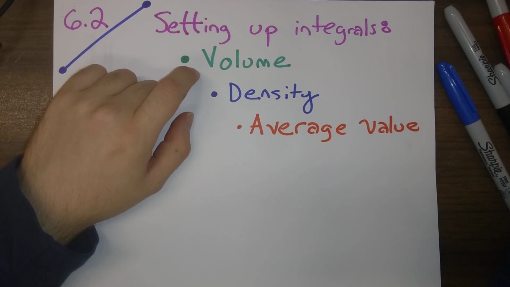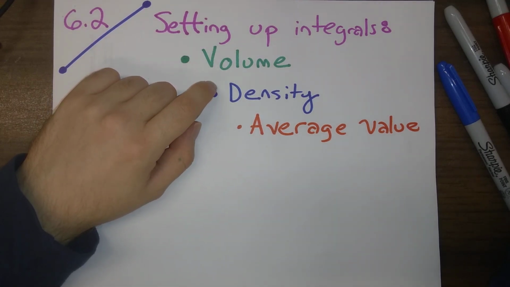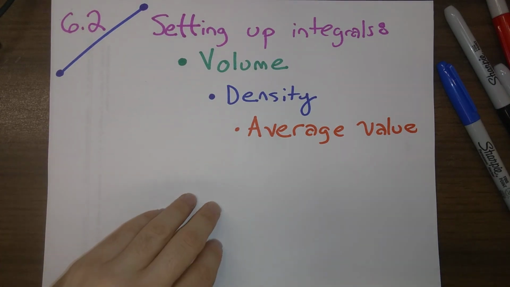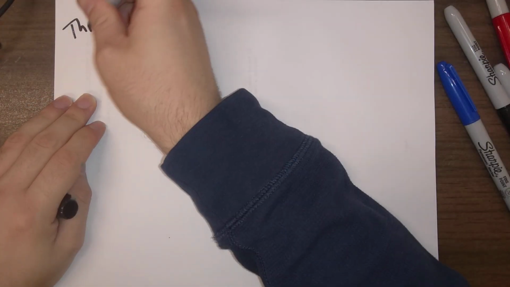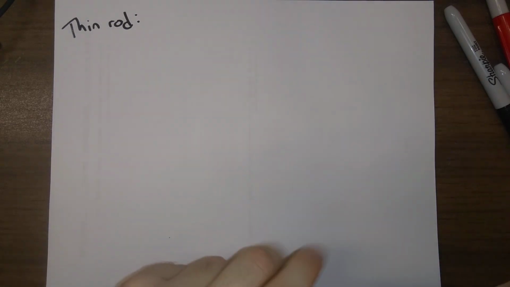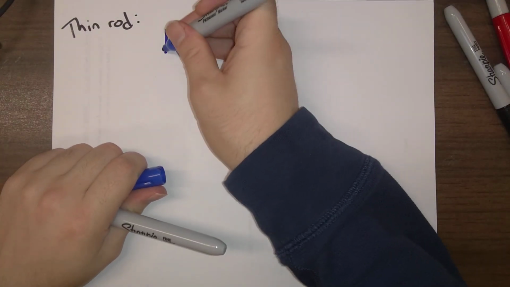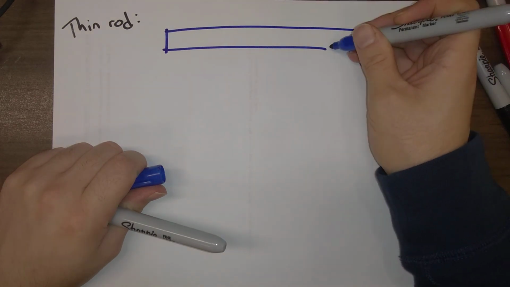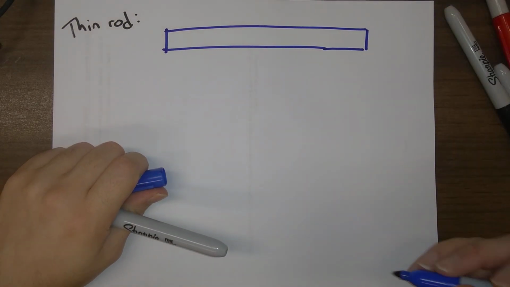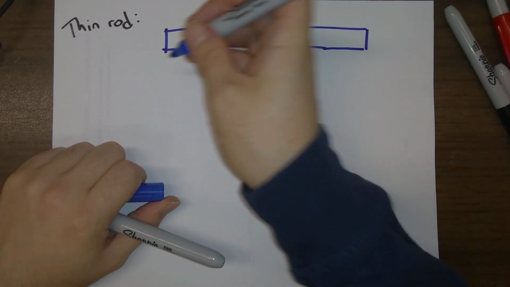We just spent some time looking at the concept of volume with integrals. Let's spend a little bit of time talking about density. In this video, the thing that we will be thinking about is, assume that we have a thin rod of some kind. I'll try to draw that nice and thin here, and it has length L.